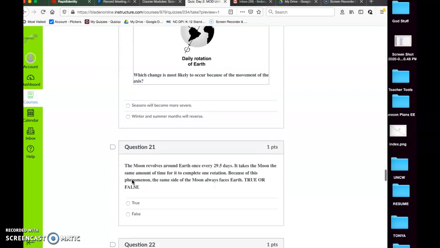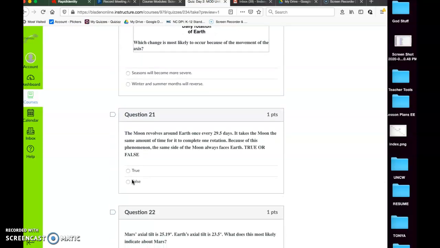Question number 21. The moon revolves around Earth once every 29.5 days. It takes the moon the same amount of time to complete one rotation. Because of this phenomenon, the same side of the moon always faces the Earth. True or false?